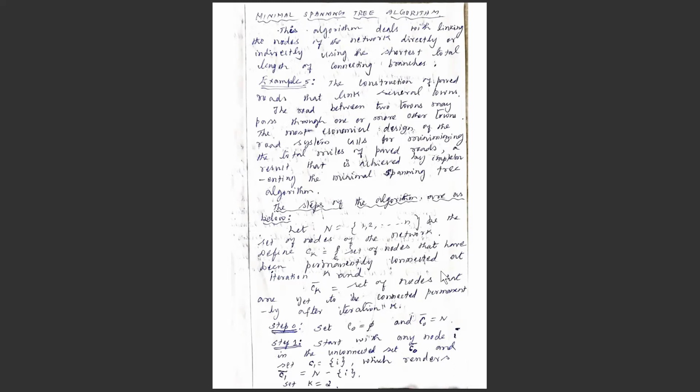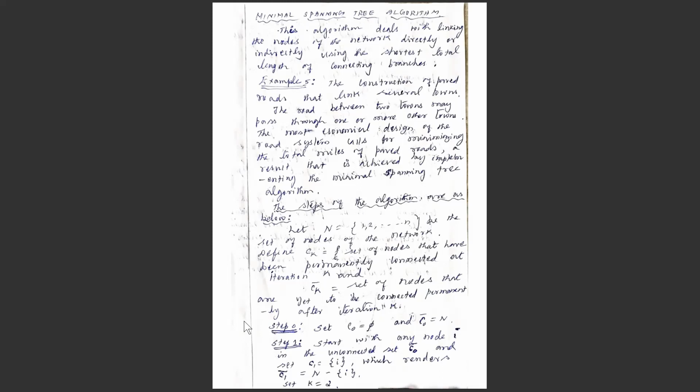What are the steps? Let n equal 1, 2, 3, etc. n. So there are n nodes. Let N be the set of nodes of the network. Define Ck equal to the set of nodes that have been permanently connected at iteration k. So the nodes which are permanently connected are taken in the collection Ck. Let Ck bar be the set of nodes that are yet to be connected permanently after iteration k. So these are the nodes which are yet to be connected. So we have framed Ck and Ck bar from the collection of nodes N.